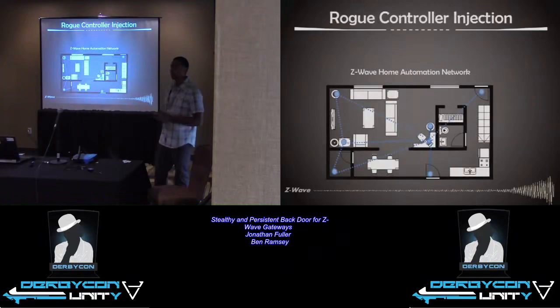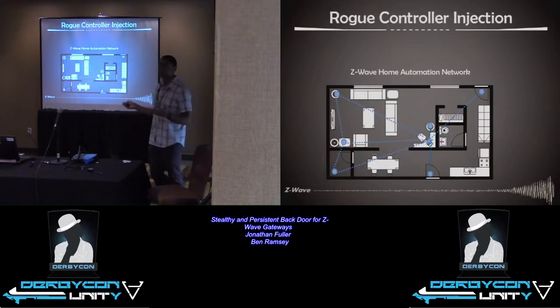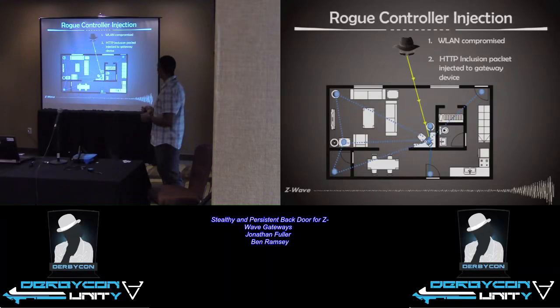Just a step through of rogue controller injection. This is actually my home, what it looks like. So my TV, everything. Washer and dryer not depicted, but that's where they would be. So this is a Z-Wave home automation network with a gateway and 6 nodes on the network. So step 1, wireless local area network compromised.